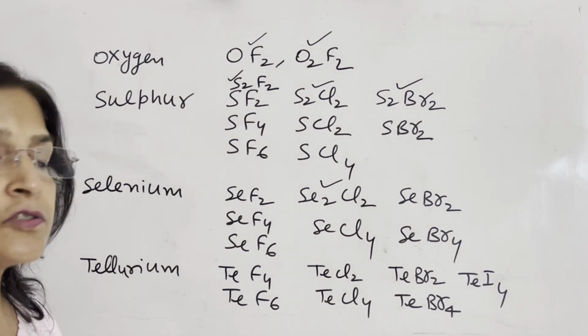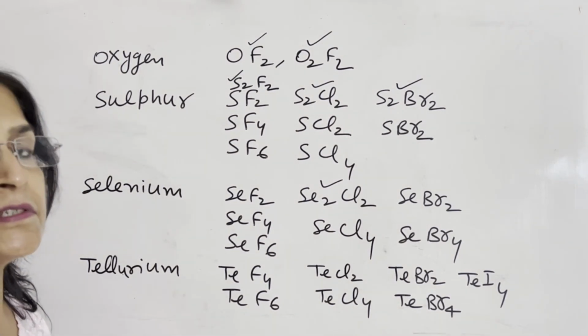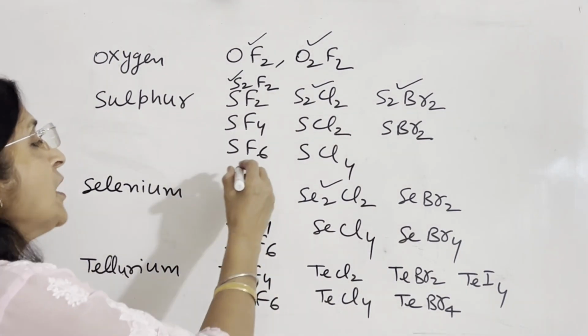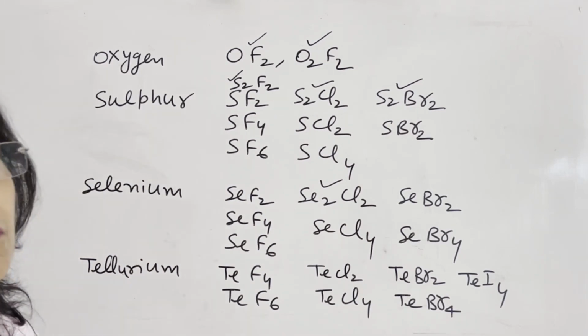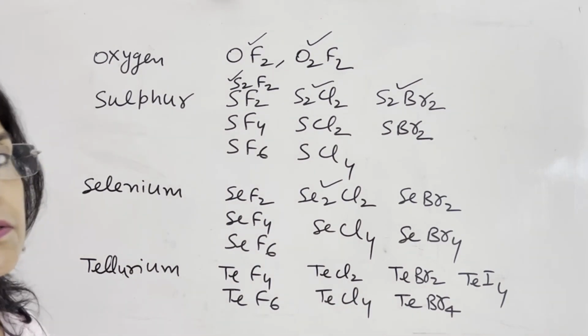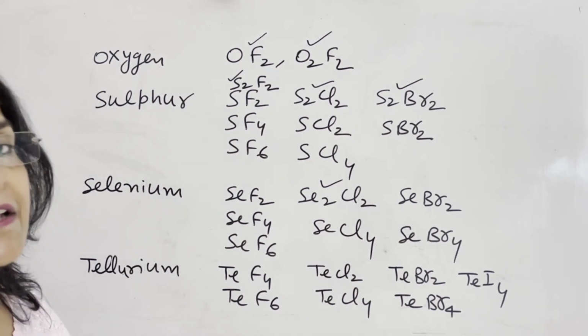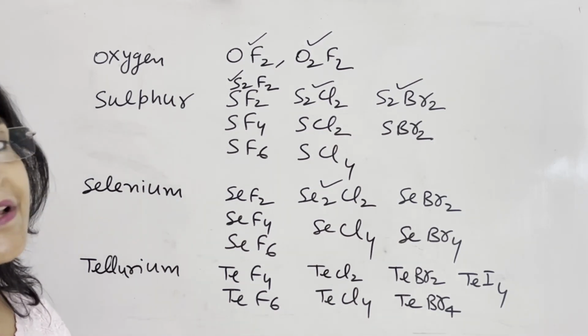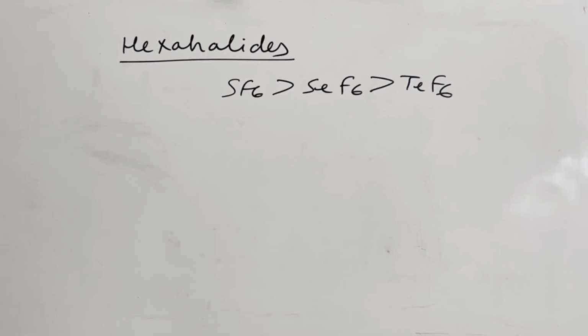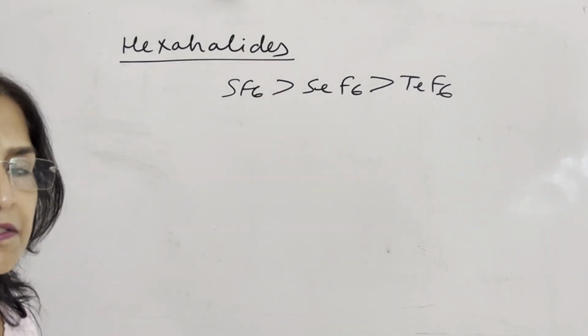And the highest oxidation state, that is +6, can be seen only with fluorine because the electronegativity of fluorine is highest. And fluorides of these elements are more stable than chlorides. Chlorides are more stable than bromides and bromides are more stable than iodides. Stability of these hexahalides varies in this order.